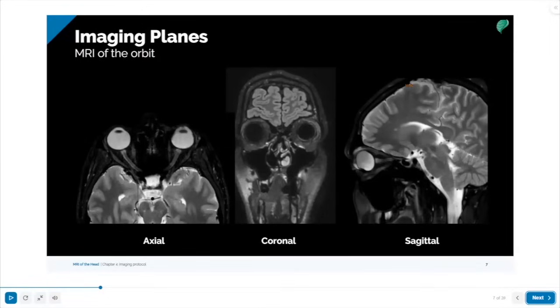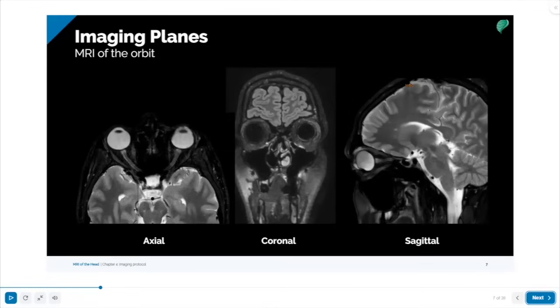The coronal provides a view of the orbit from side to side, perpendicular to the axial plane. It is useful for evaluating the superior inferior relationships of orbital structures and can help in detecting lesions involving the superior or inferior aspects of the orbit. The coronal plane is important for assessing the lacrimal apparatus, including the lacrimal gland, lacrimal sac, and the nasolacrimal duct. It's also helpful for evaluating the relationships between the optic nerve and surrounding structures, as well as detecting lesions that may extend into the orbit from adjacent structures such as the paranasal sinuses.